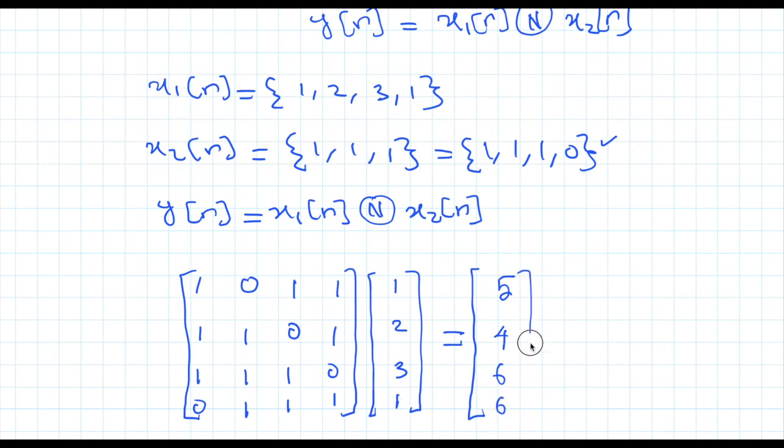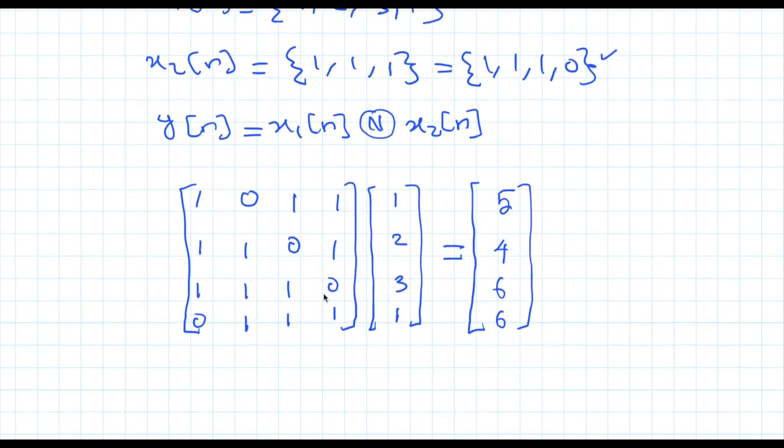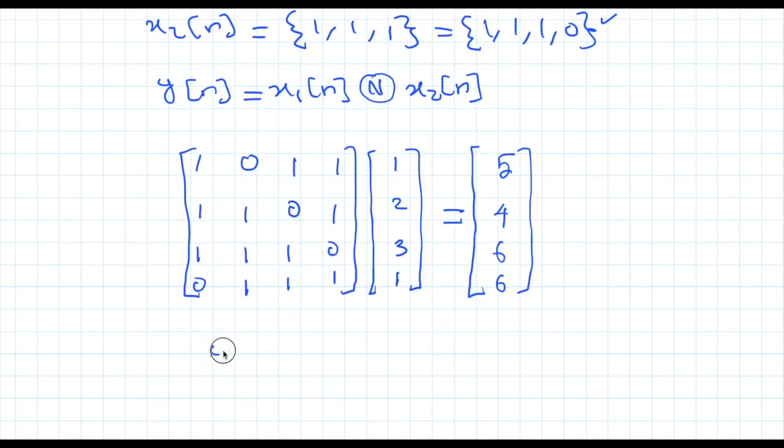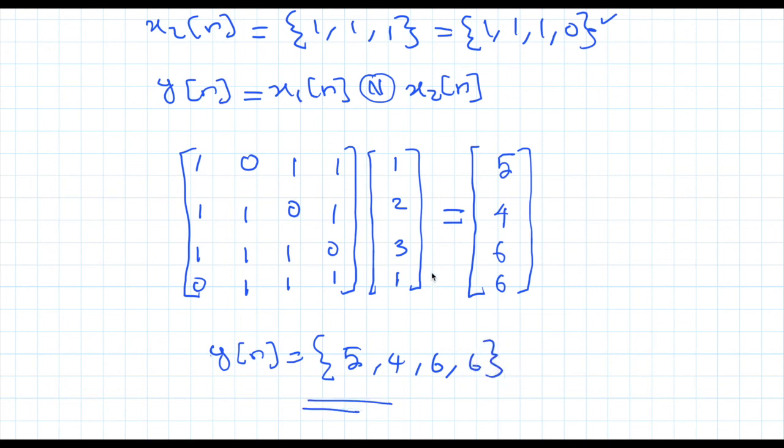This is how we find the circular convolution of two different sequences using the matrix multiplication method. So the output y of n is a 4-point sequence, that is 5 4 6 6. This is how we find the circular convolution of two different sequences using the matrix multiplication method.